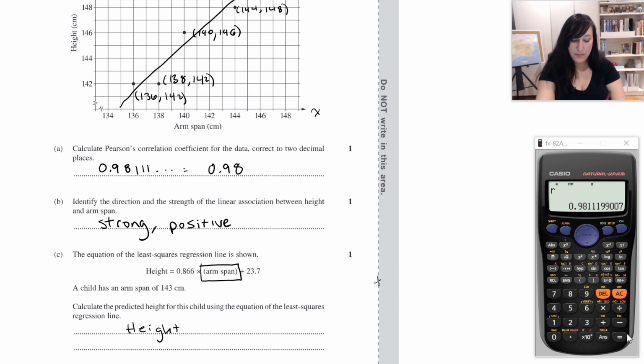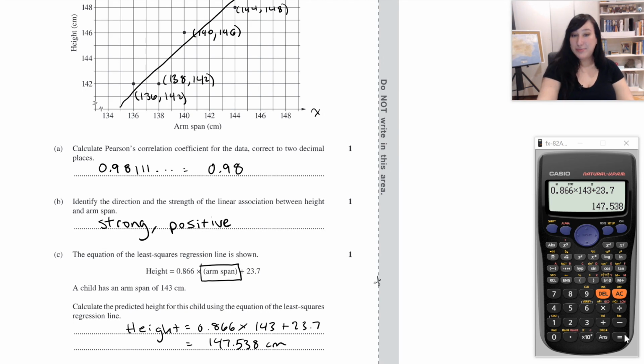So height is 0.866 times 143 plus 23.7. And we get a prediction of 147.538 centimeters. And that's our answer.